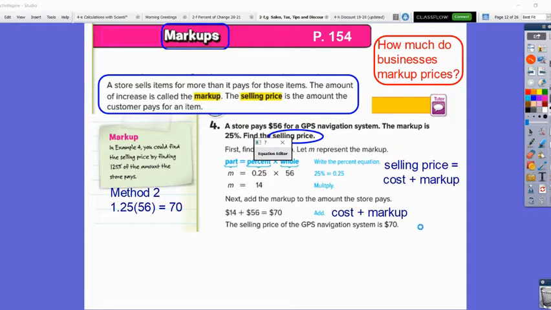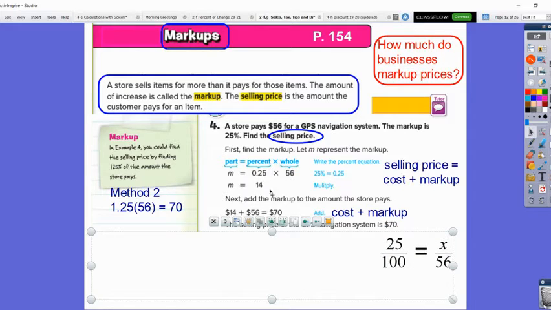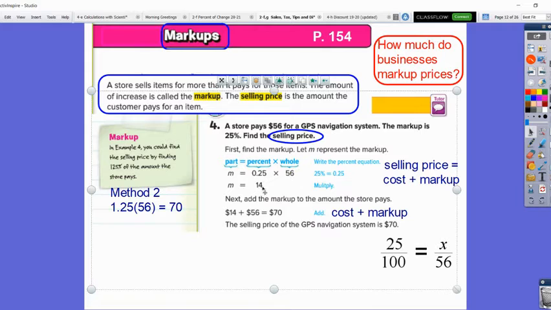Just like always, if you don't like converting decimals like they do up here, converting 25% to the decimal 0.25, you can always use the percent proportion. You'll get this same $14 answer. That $14 is the markup, which is then added to the original price that the store pays, and the selling price will be $70.